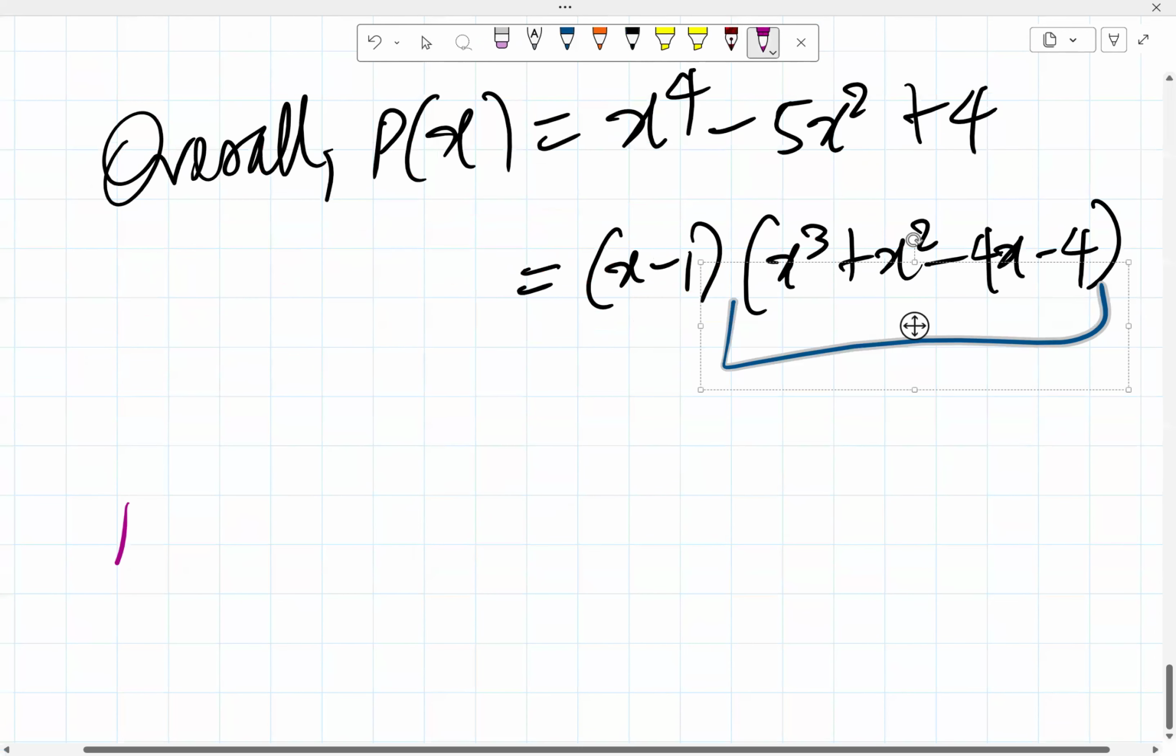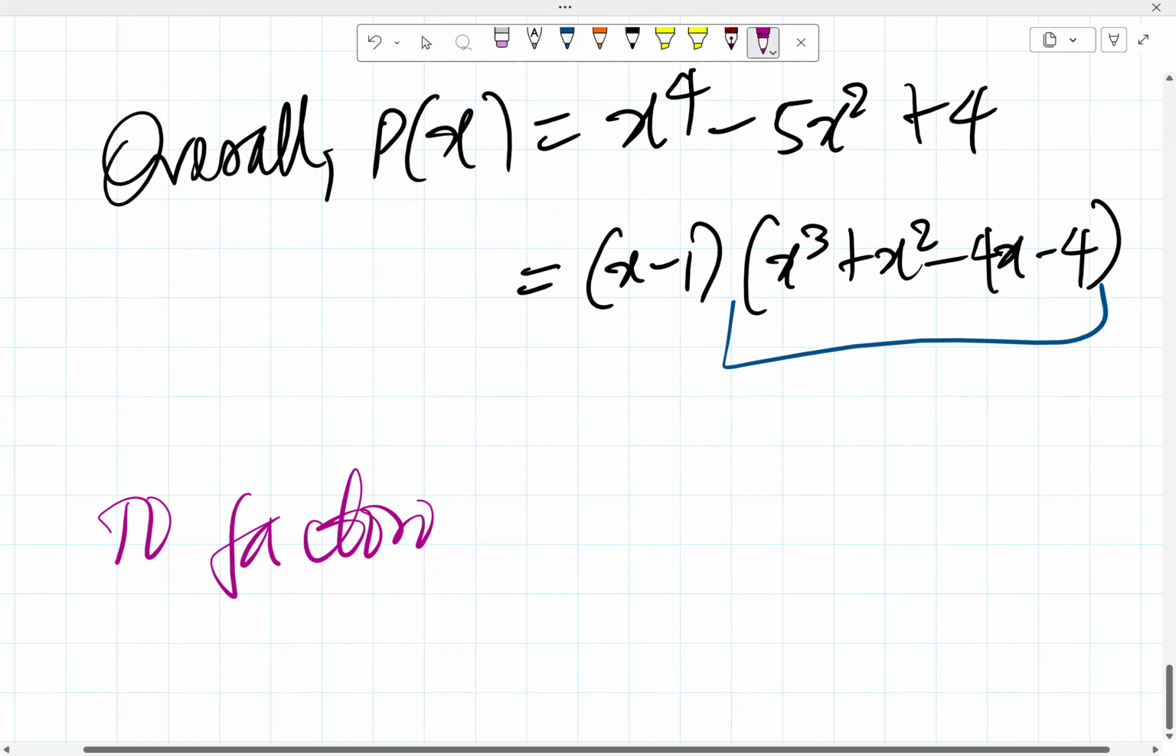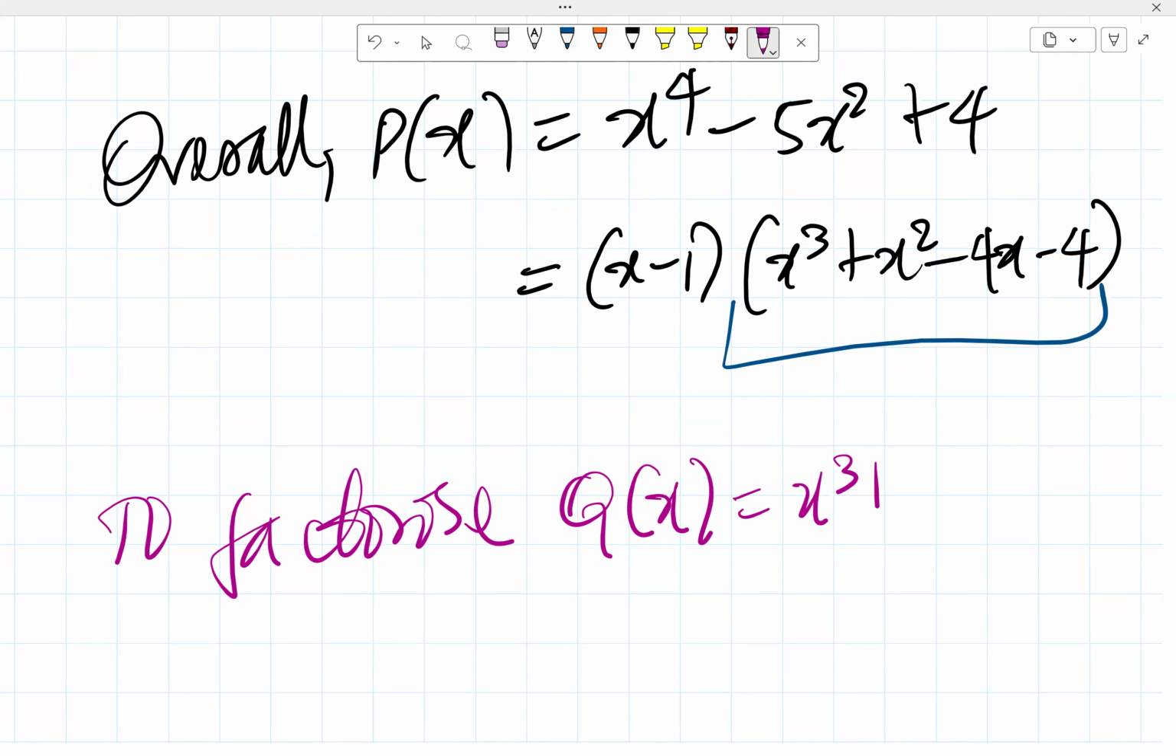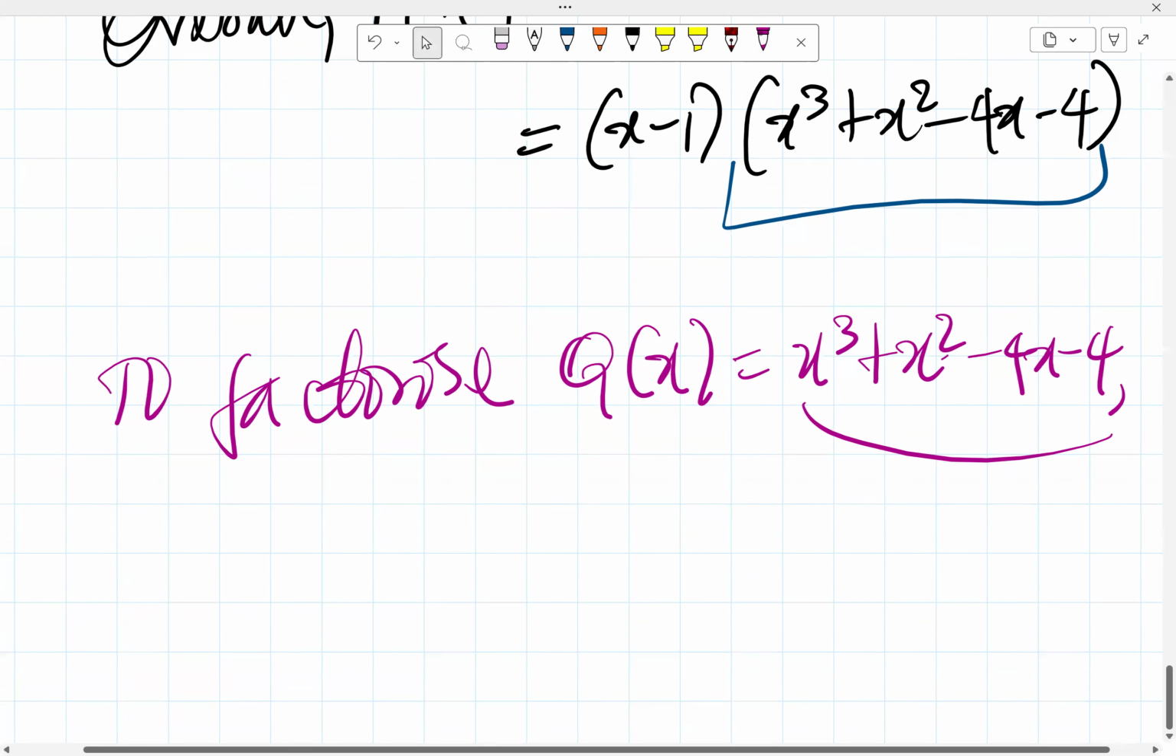So to factorize q of x, which is x cubed plus x squared minus 4x minus 4. So you see, this is a cubic thing. Now we can't just factorize directly. So what are we going to do again? We get the possible candidates again.